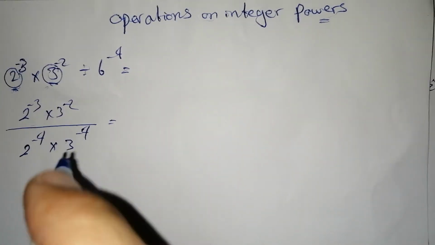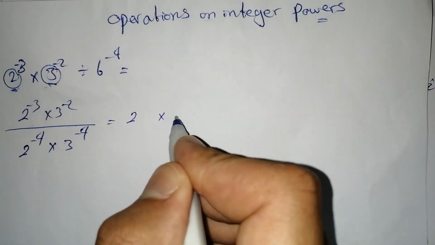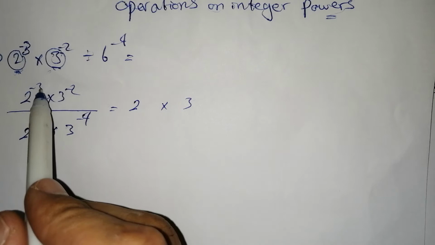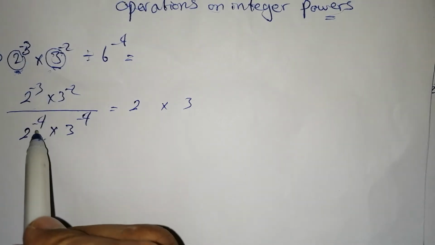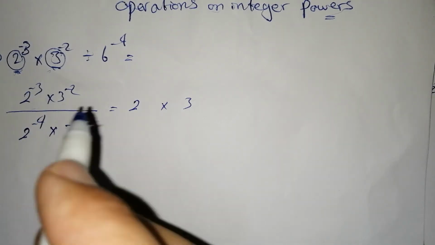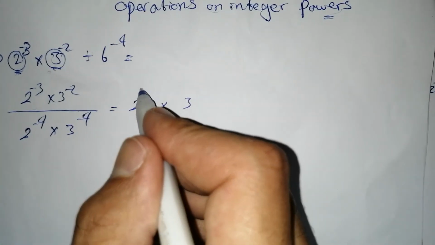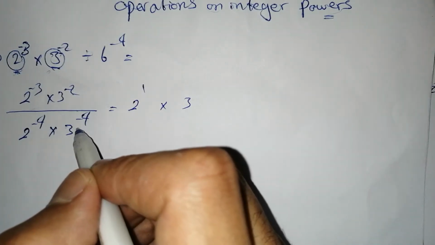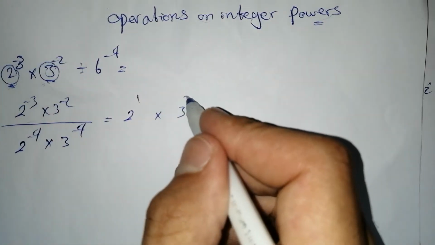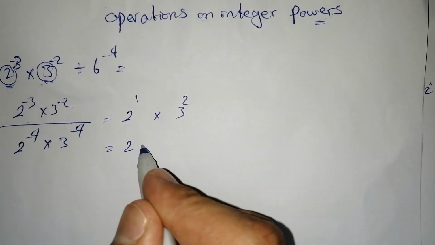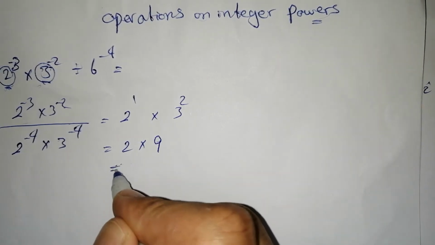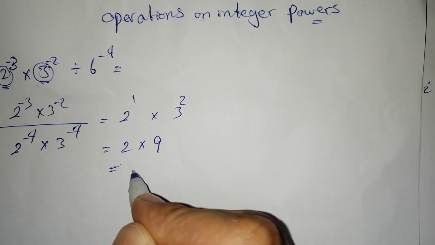And again, we have a common base 2 and a common base 3. We will take one of them and then subtract the powers: negative 3 minus negative 4, which is negative 3 plus 4, which is 1. And negative 2 minus negative 4, which is positive 2. So now we have 2 times 3 power 2, which is equal to 2 times 9, and now we have the final result, which is equal to 18.